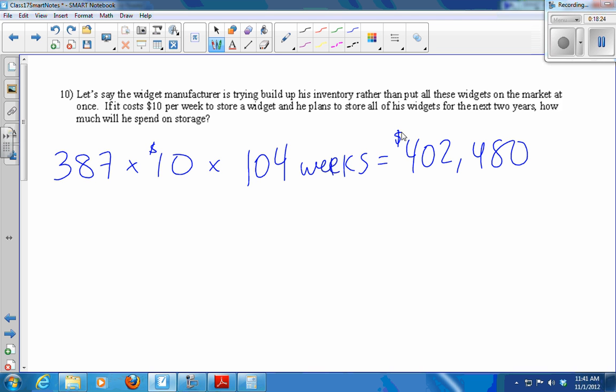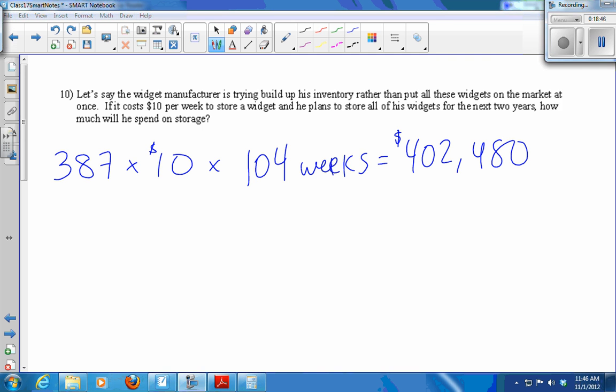And he has to pay another $10 per week for those, but they're not all being stored for 104 weeks. Does that make sense? They're being stored for fewer and fewer weeks. How do you do that? No. How do you do that, though? Take a few minutes and think about it.